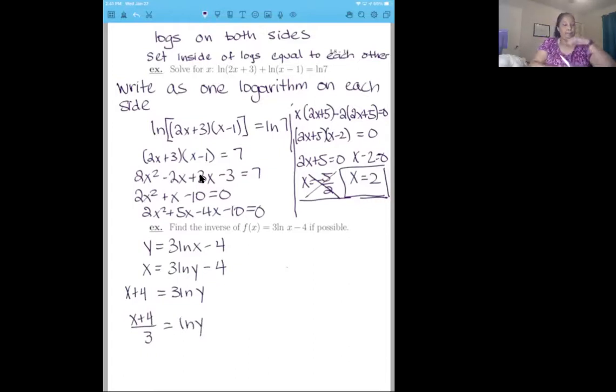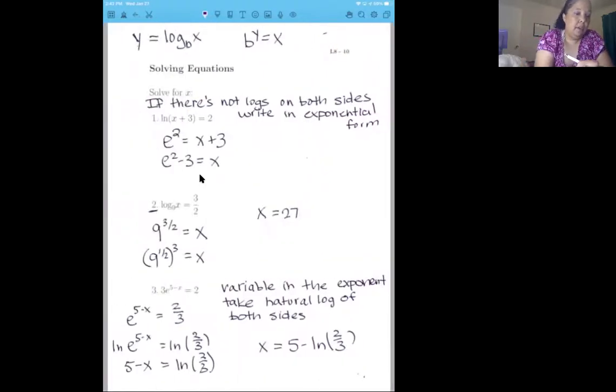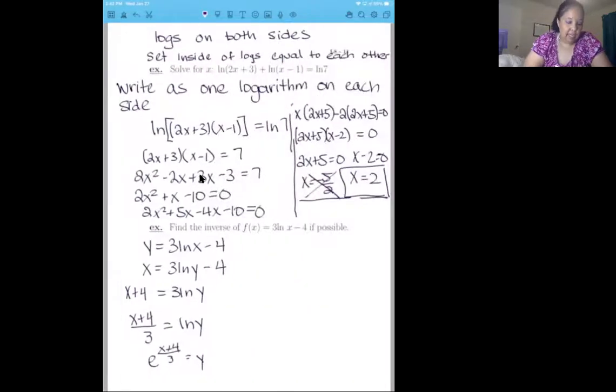Now, how do I solve for y? All right, so remember, I can now put it in exponential form. So e, because the base is e, to the x plus 4 over 3 equals y. So all I did was use our formula. It was in logarithmic form. I put it in exponential form. e to the x plus 4 over 3 equals y. And now I rewrite y as f inverse of x.